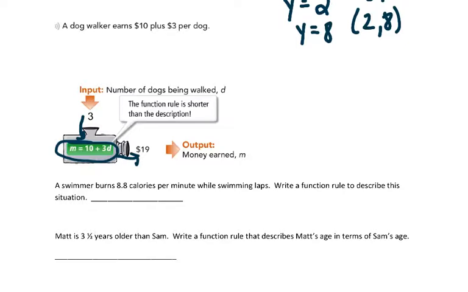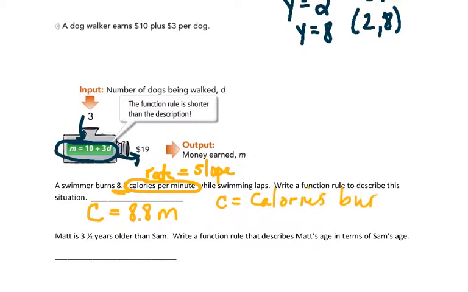So let's talk about writing a function for the next one. A swimmer burns 8.8 calories per minute while swimming laps. So what you want to identify is that the calories per minute is the rate, and we have already learned that the rate is equal to the slope. So that means that 8.8 is our slope. So the function rule to describe this is we're going to use different variables to represent the different things. So the calories burned, C, is equal to 8.8, that's the rate, times the number of minutes that I swim, so M. So C equals calories burned, and M equals minutes. So C equals 8.8M is the linear function rule for that situation.